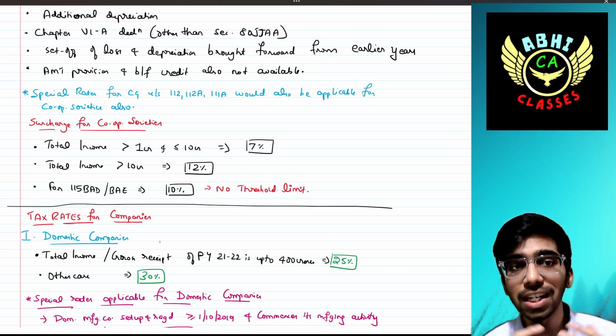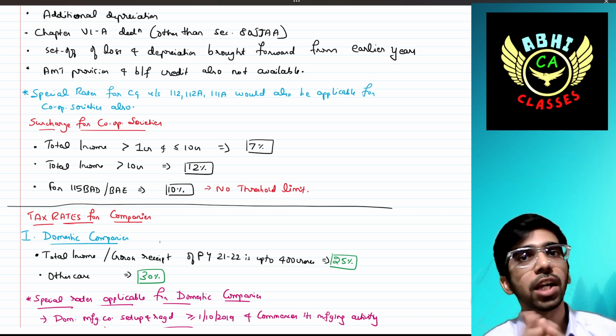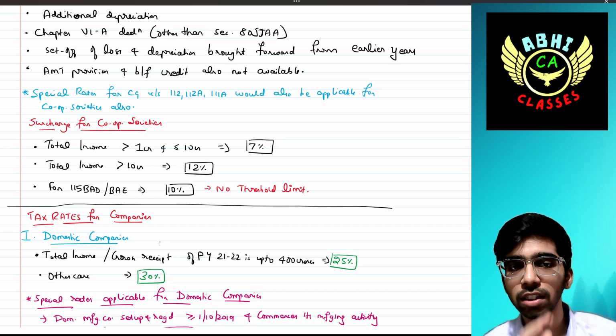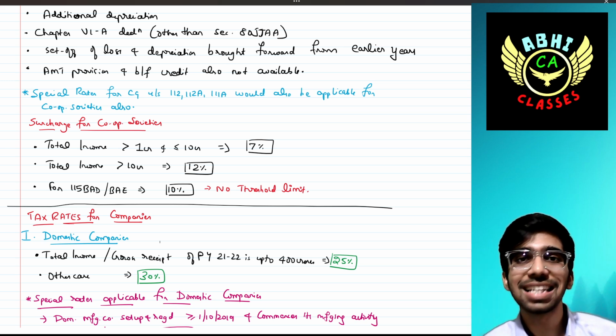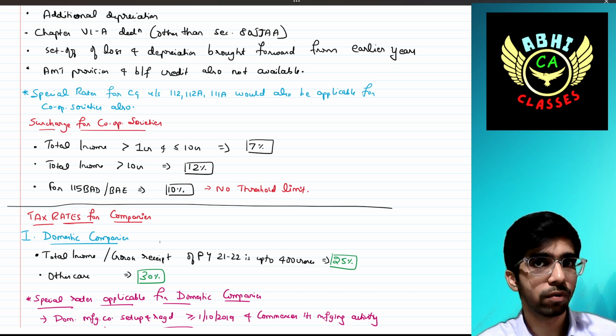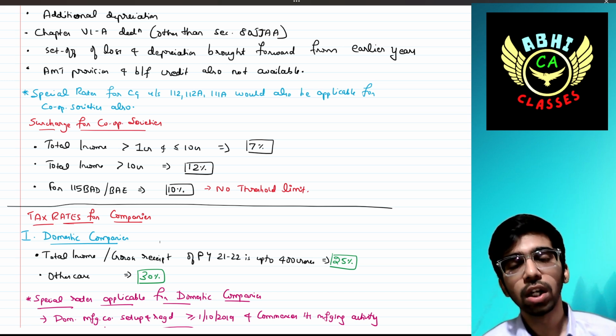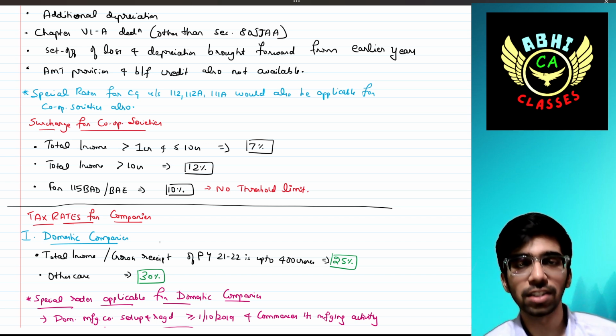Okay. Next, the surcharge rate is also applicable for cooperative societies. What is surcharge? Tax on tax. For example, if the total income is crossing 1 crore up to 10 crore, then the surcharge rate is 7% on the tax amount. Okay.